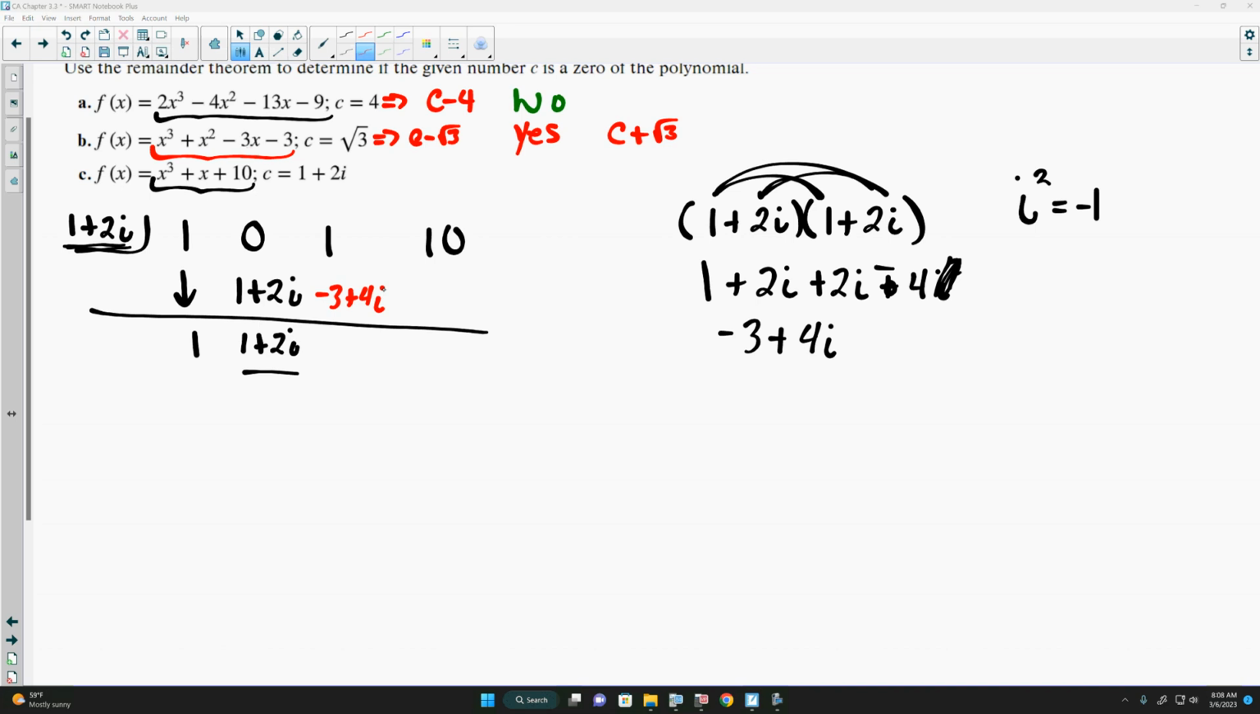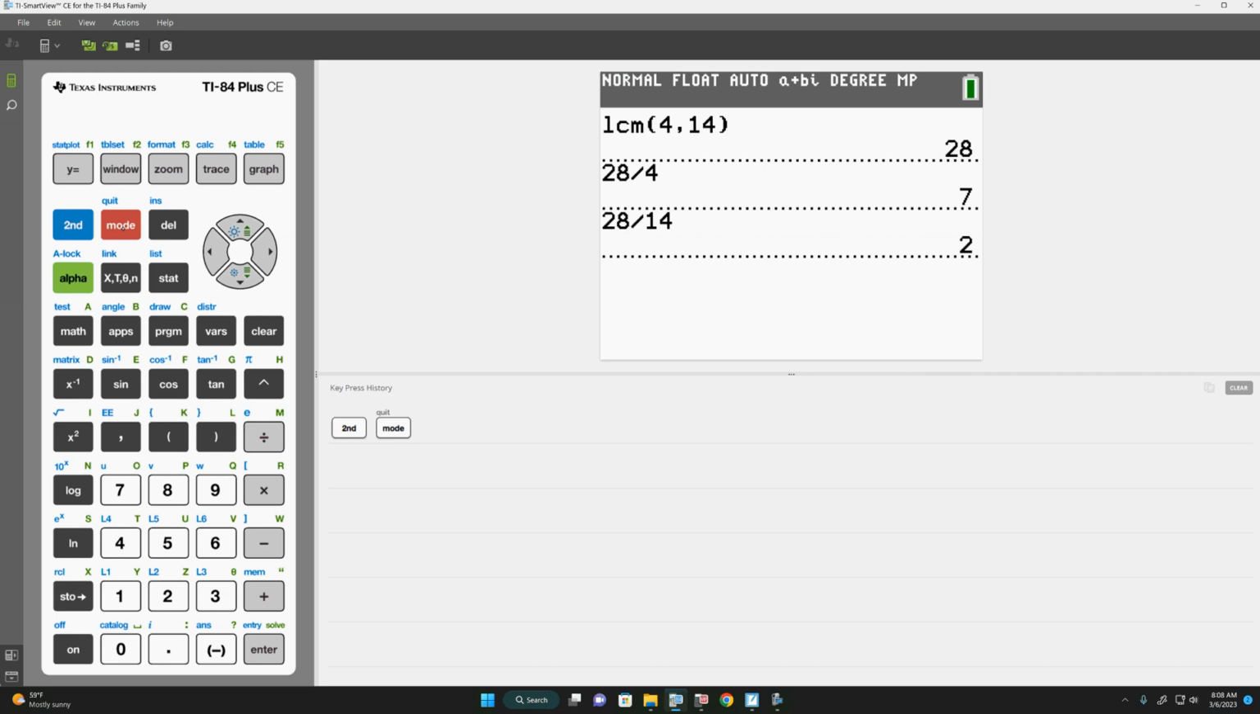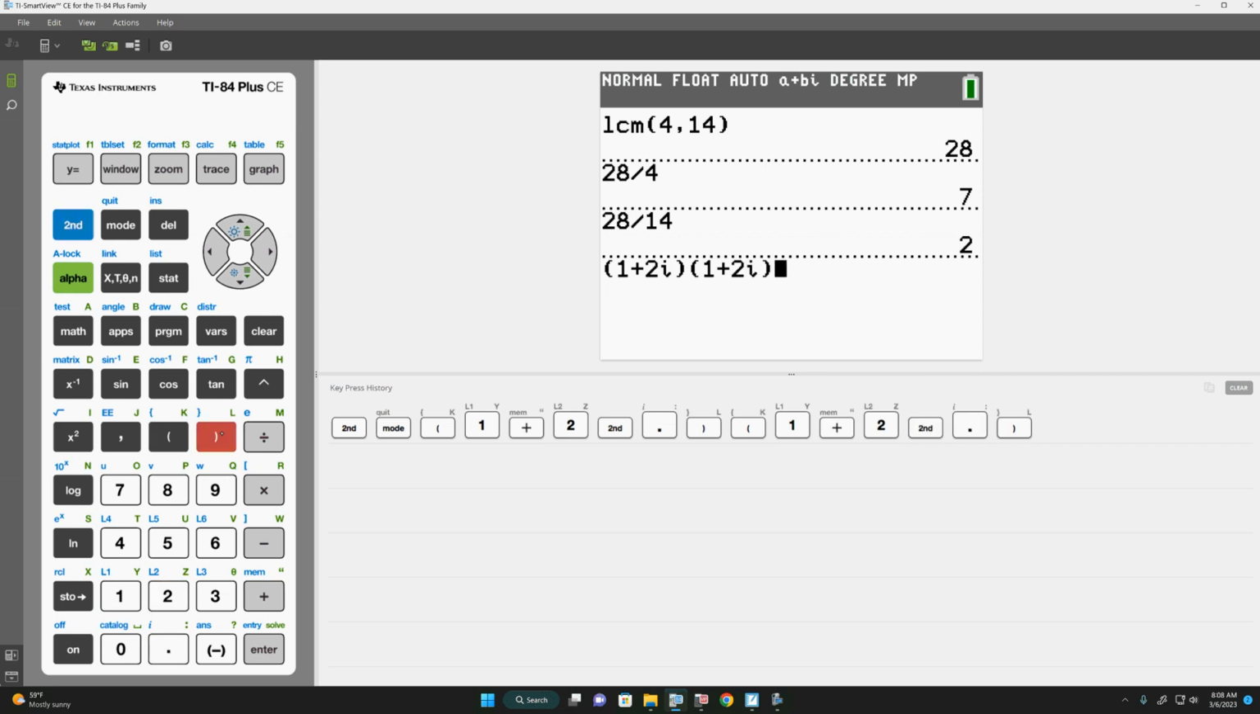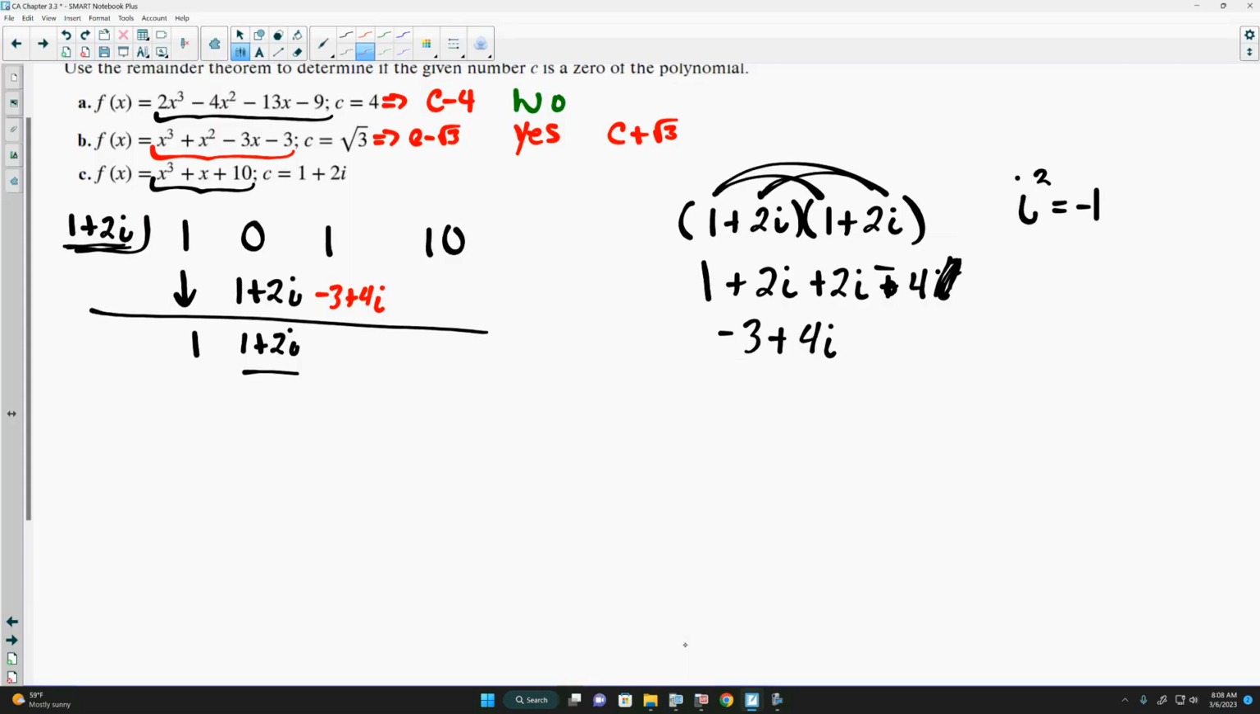Now, the graphing calculator is somewhat nice with these, because I could say 1 plus 2i times 1 plus 2i, and it gives negative 3 plus 4i, which is exactly what we got with multiplying out. So the graphing calculator can multiply these together for us just to make sure we do get the correct terms. Now we're going to add 1 to it. Well, 1 plus negative 3 is negative 2 plus 4i. Now again, we've got to multiply 1 plus 2i by negative 2 plus 4i.